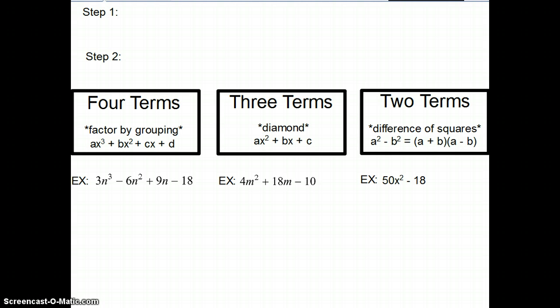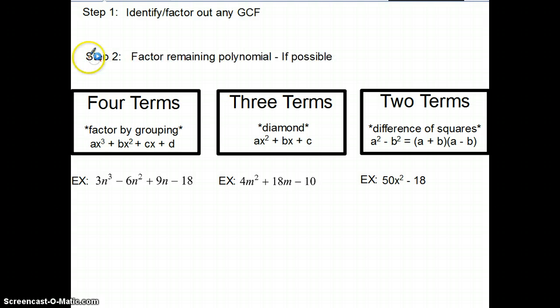Anytime you are factoring a polynomial, you will always follow these first two steps. Step 1. We will identify and factor out any GCF. Step 2. After we have done that, we will factor the remaining polynomial if it is possible. So down below, I have broken down the three different cases for you.